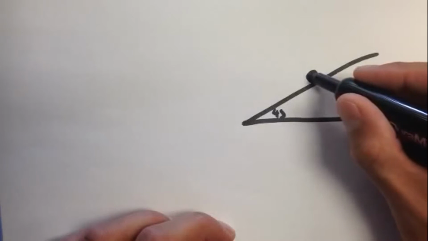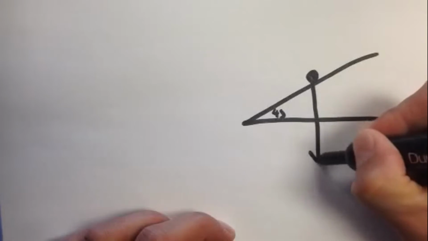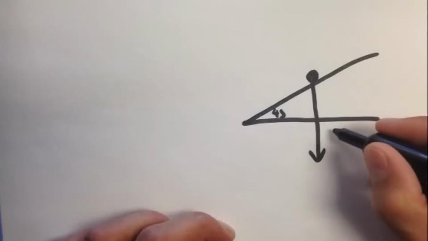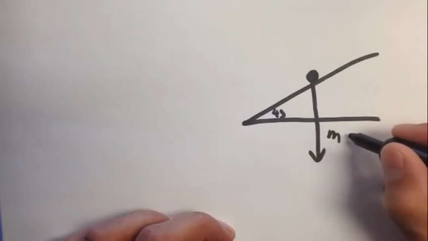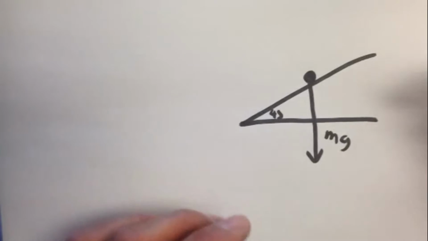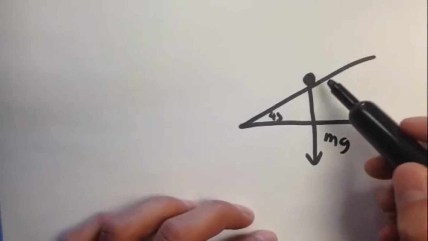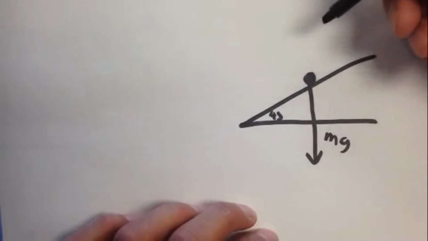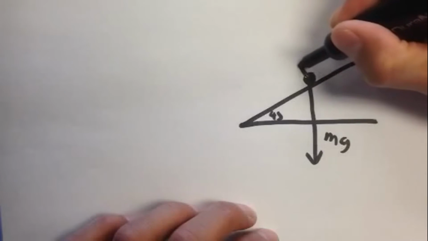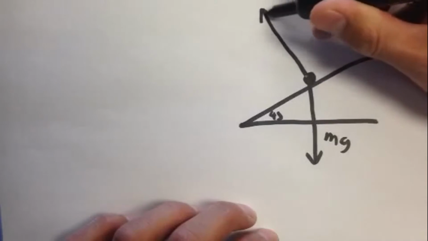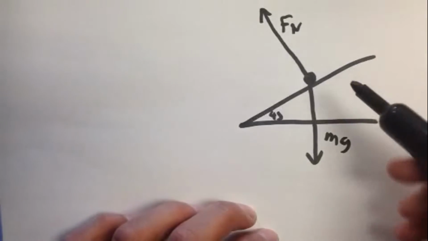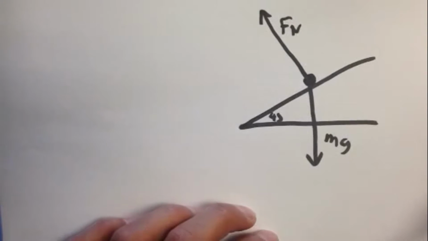Gravity is obviously pulling the scooter straight down. So let's say the scooter's mass is m. Gravity is equal to m times g, g being 9.8. It's just easier to write g. The surface of this banked corner is going to exert a normal force in this direction here. I'll call that Fn, and Fn is perpendicular to the surface.